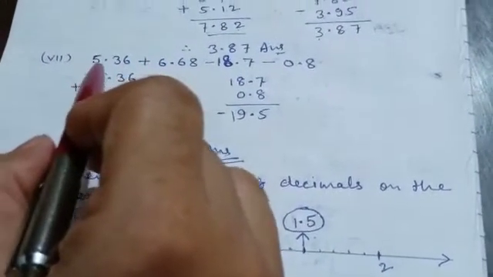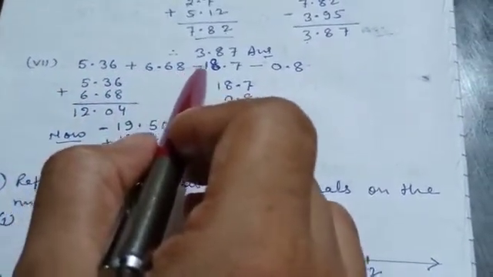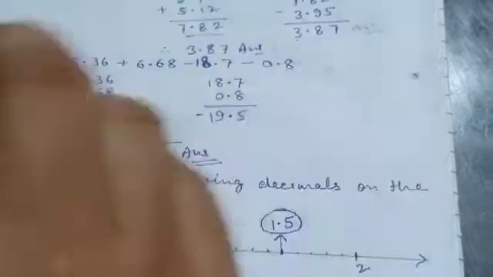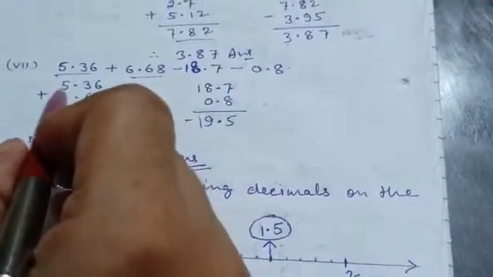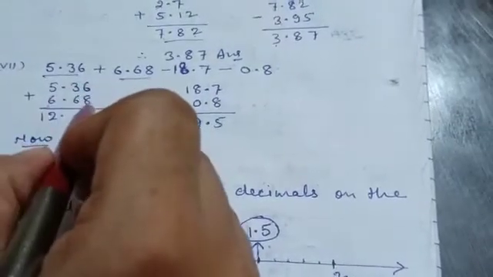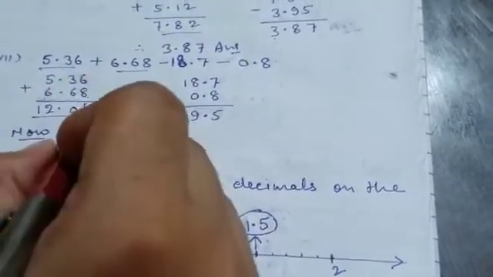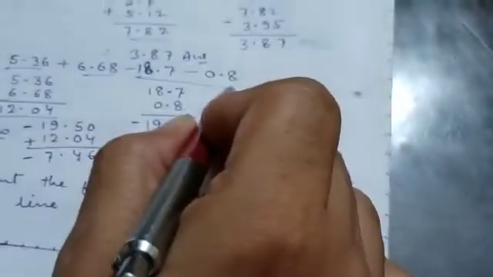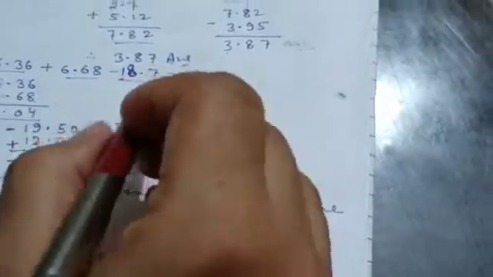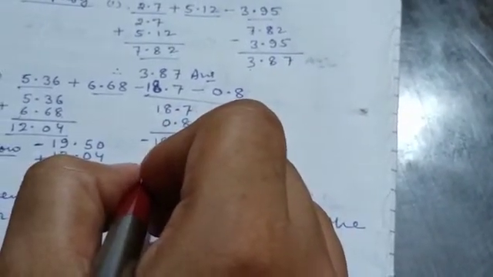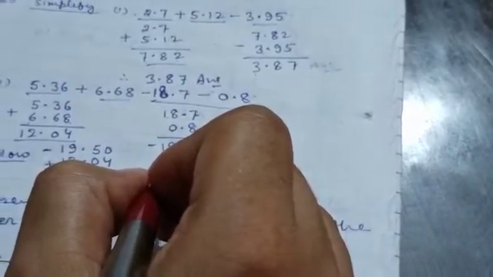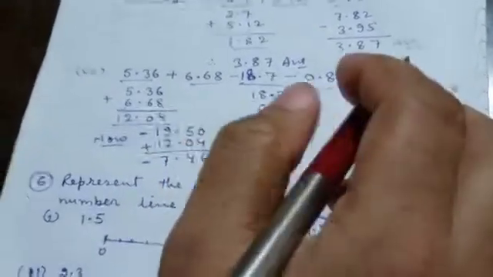Next, question number 7. Seventh part of this question: 5.36 plus 6.68 minus 18.7 minus 0.8. First we will add all the positive numbers. These two numbers are positive, so 5.36 plus 6.68. After adding we will get 12.04. Now we will add all the negative numbers. Total negative numbers are 18.7 and 0.8. It will be minus 19.5. This much is the total negative number.